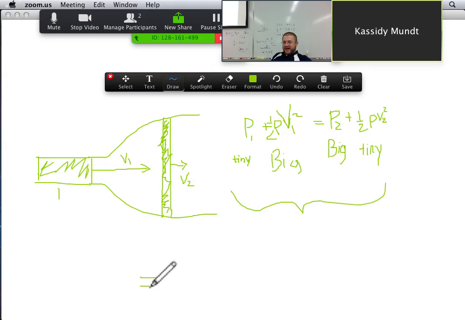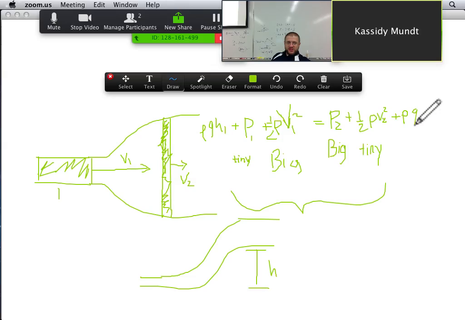But you can do the same idea when you change height as well. You could change the height of this pipe and go from a small pipe to a big pipe. But then you would have a change in potential gravitational energy from one to the other with this height h. That means you would add to each side of this a rho g h1 plus rho g h2, and then you have one more thing that can change on each side.